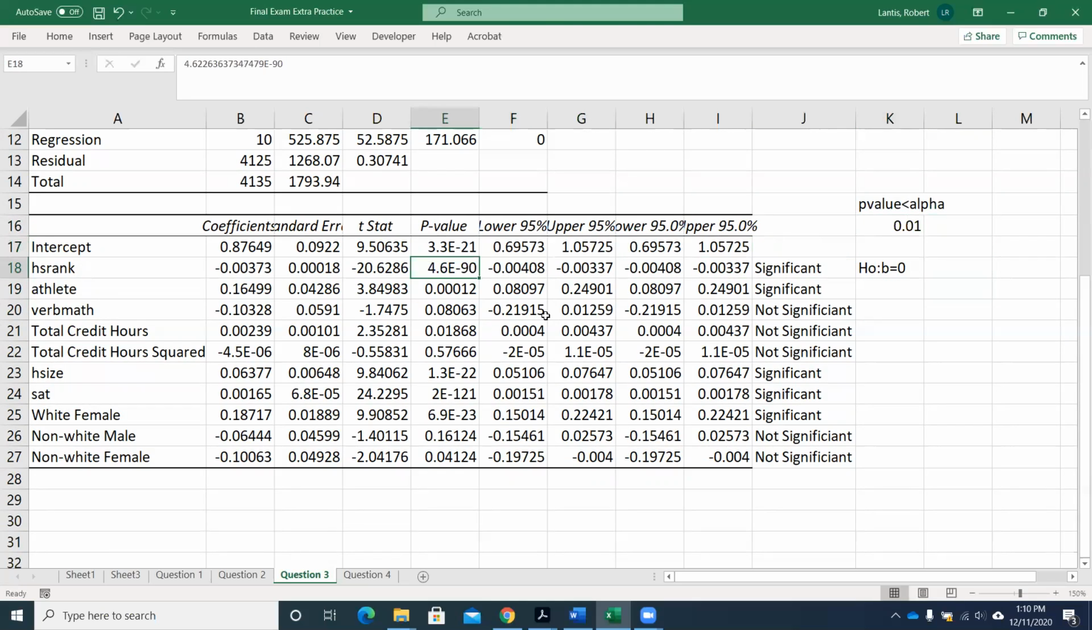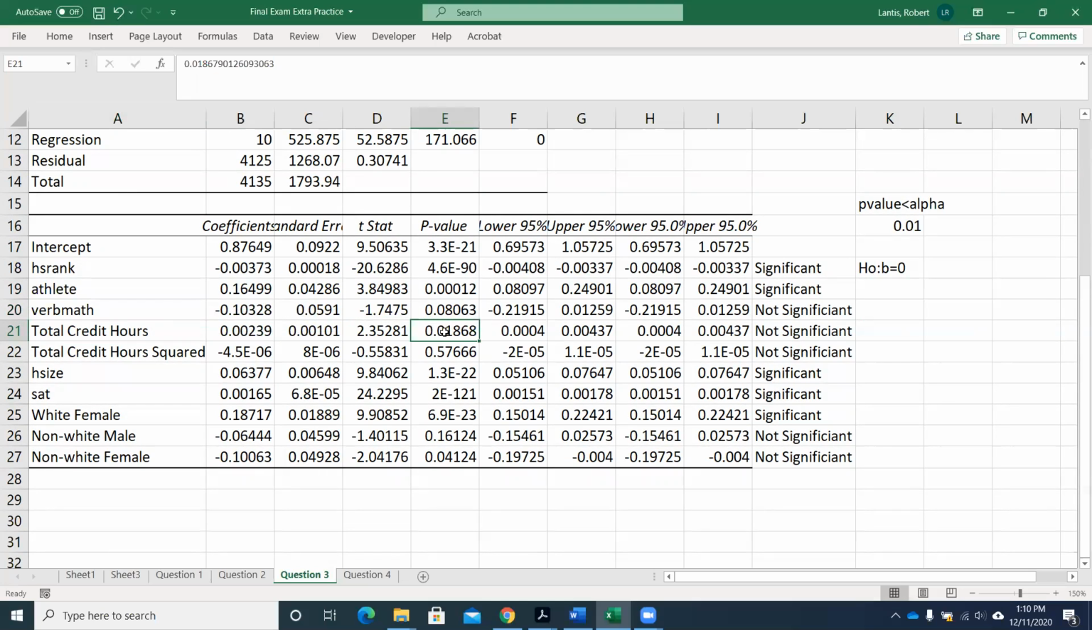So high school rank, p-value is less than 0.01, significant relationship. Athlete, less than 0.01, significant relationship. Verbal math test, not less than 0.01, so there's no significant relationship. I can't reject this null hypothesis, which is that the slope coefficient is 0, or there's no relationship between the score on this verbal math test and someone's GPA.